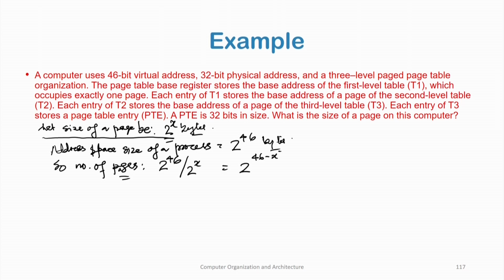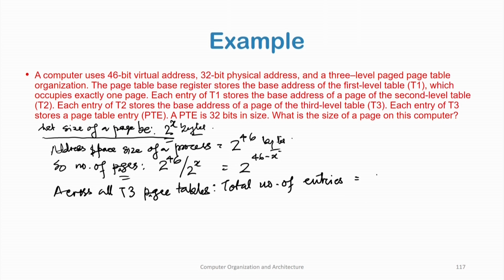Total combined across all T3 page tables, the total number of entries equals 2 to the power 46 minus x. Okay. This will be the total number of entries across all page tables at the T3 level.